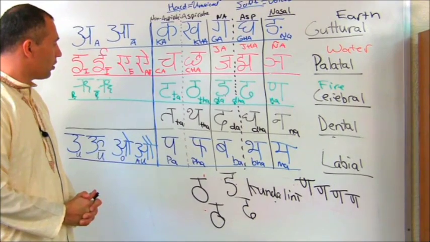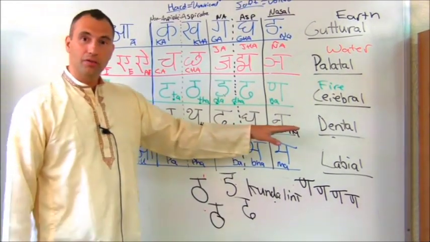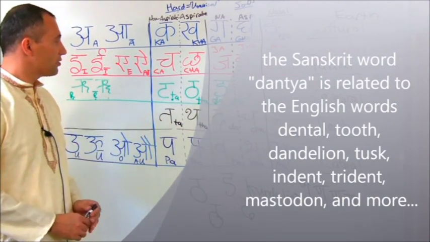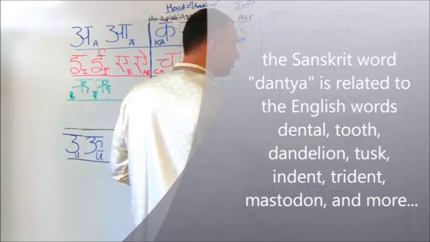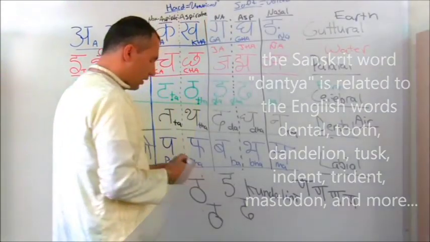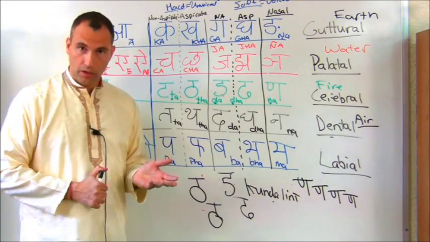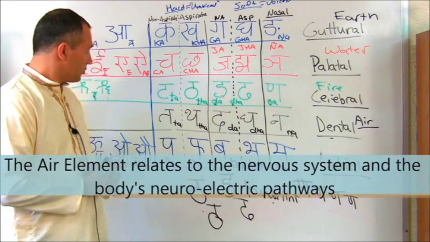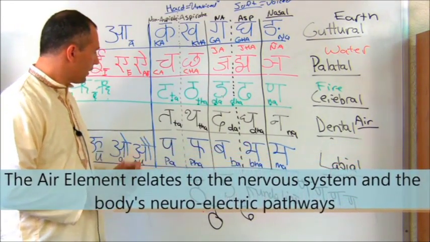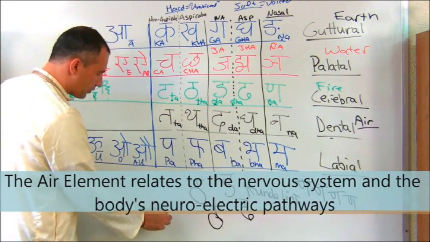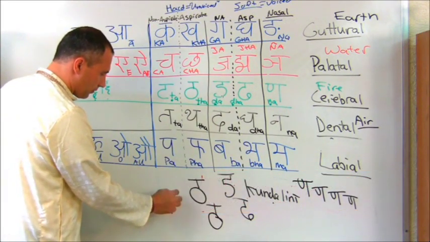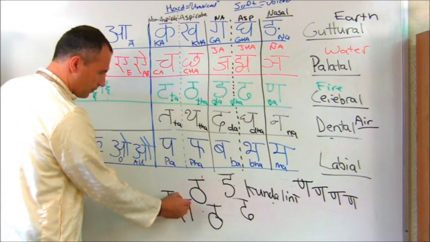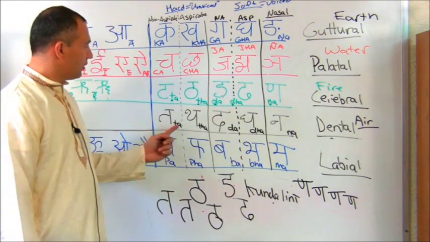All right, the next row is the dental, dantya in Sanskrit. The dental is associated with the air element. So the air element has to do with movement, and the movement of your vital energy, also the joints. So the letter T, here's how we write the letter T. T. Okay? T. All right? T, T.